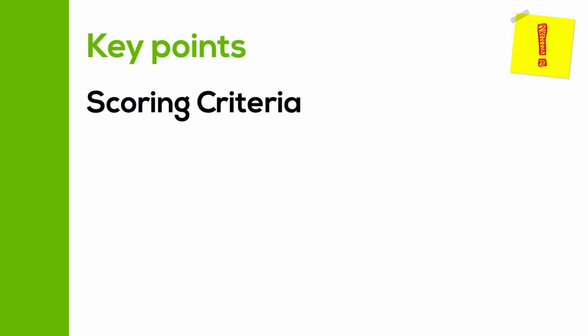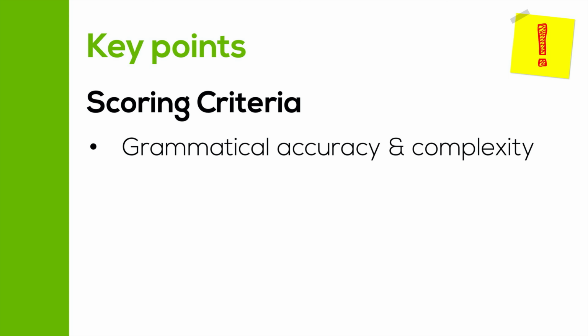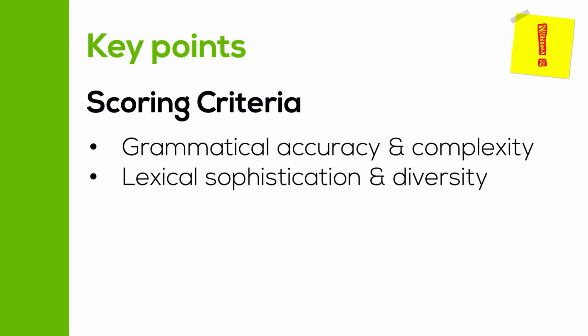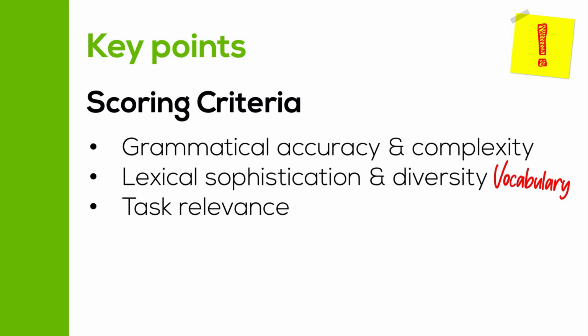And you are scored in these important ways. First, grammatical accuracy and complexity. This means, are you writing correct sentences and are you using a range of grammatical structures, simple structures and more difficult structures. The next point is lexical sophistication and diversity. This is all to do with your vocabulary. Are you using correct words and a range of different vocabulary items? Third point is task relevance. This simply means, were you able to answer the question correctly?